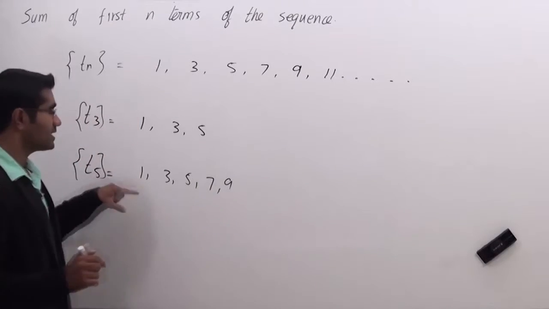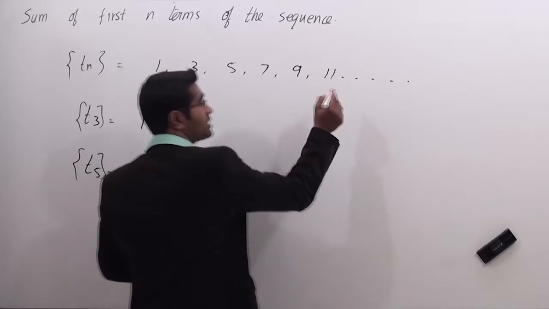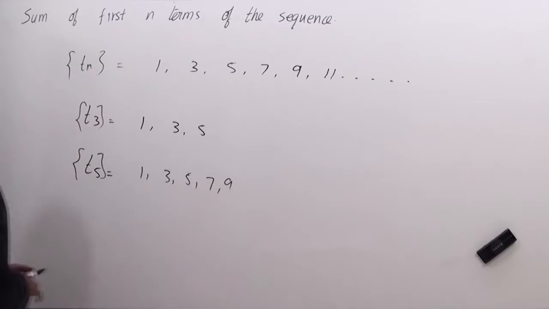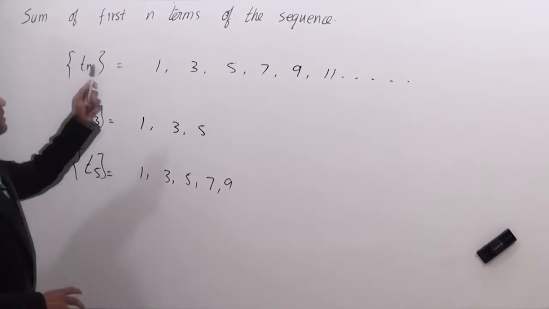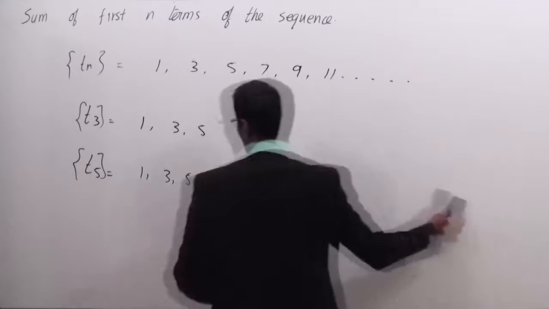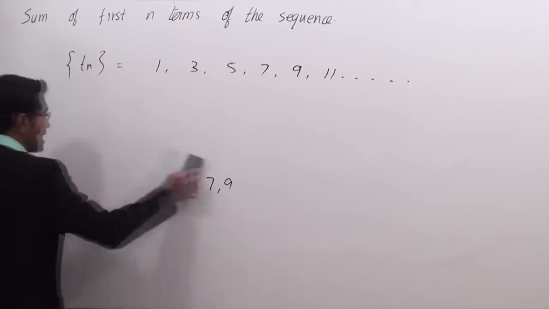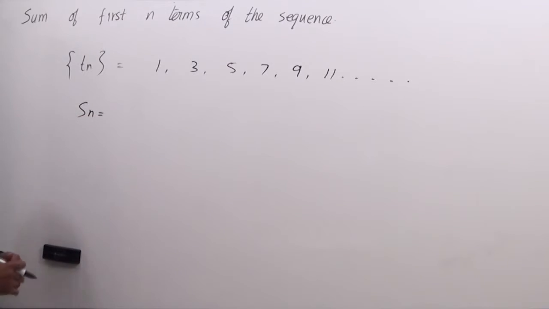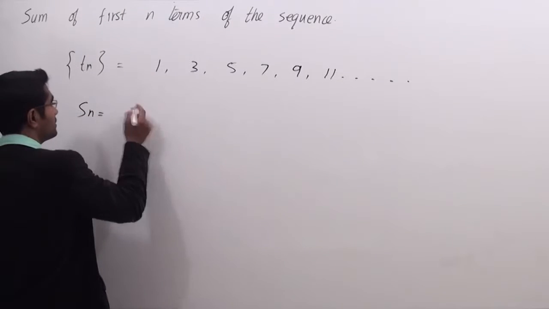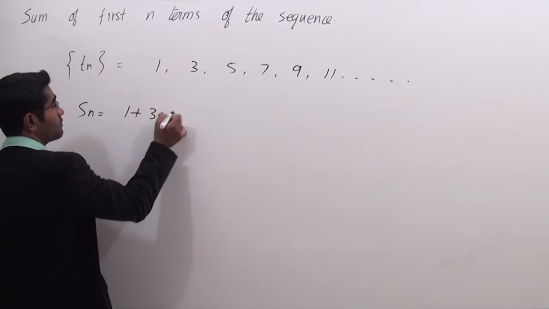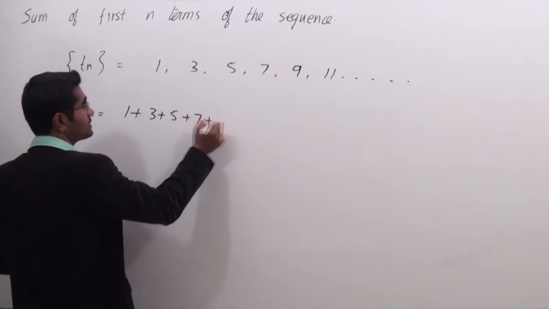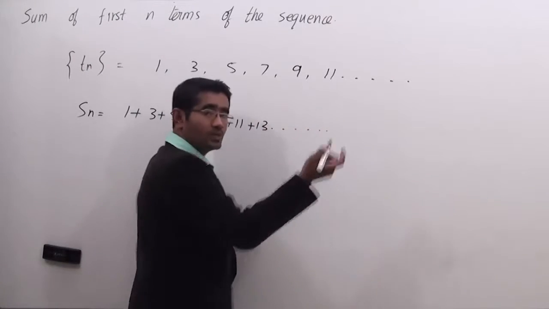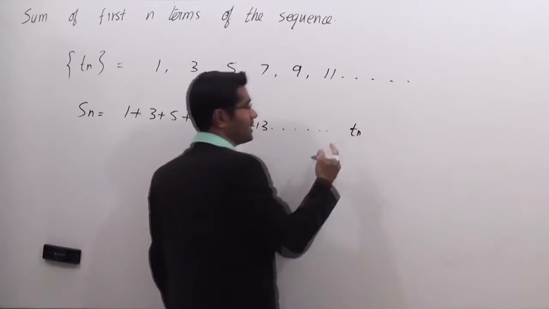Okay, that's a finite sequence which ends, and that's an infinite sequence which does not end. We understand so much. Now we're talking about the sum of the first n terms of a sequence. Let's talk about it. What exactly is that? Let's say I'm talking about Sn. What do you mean by that? It is nothing but adding all the terms, like say 1 plus 3 plus 5 plus 7 plus 9 plus 11 plus 13, and it keeps on going like that. Till when? Till the last term, Tn.